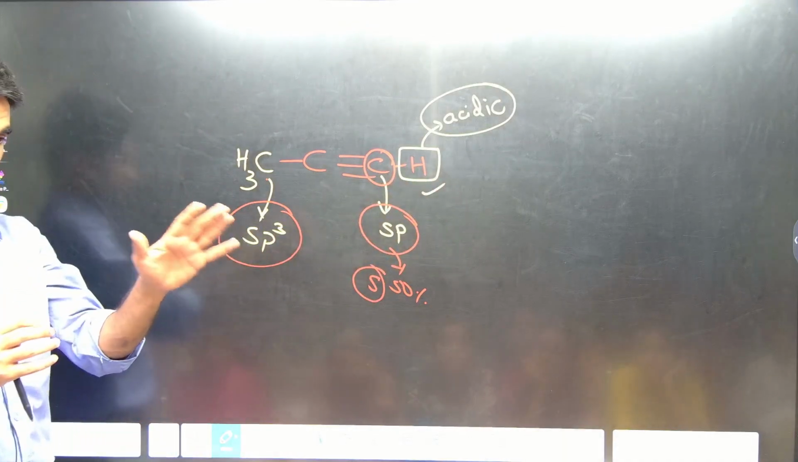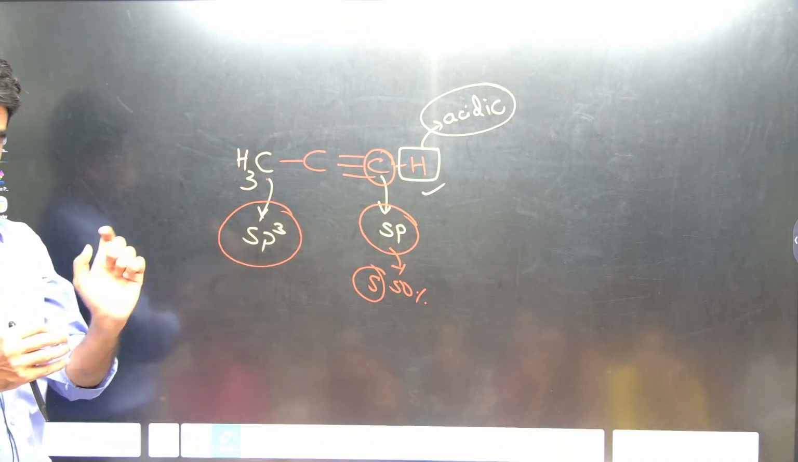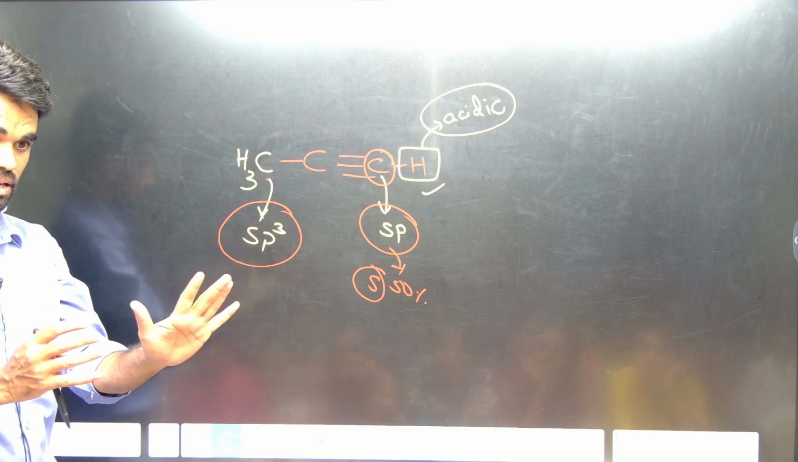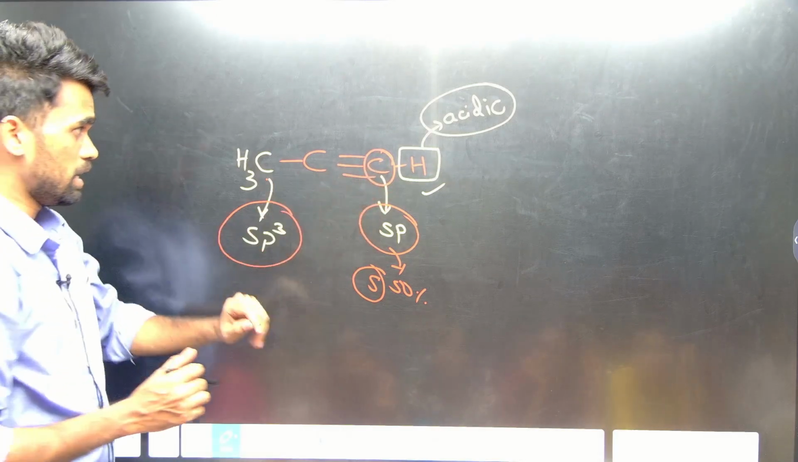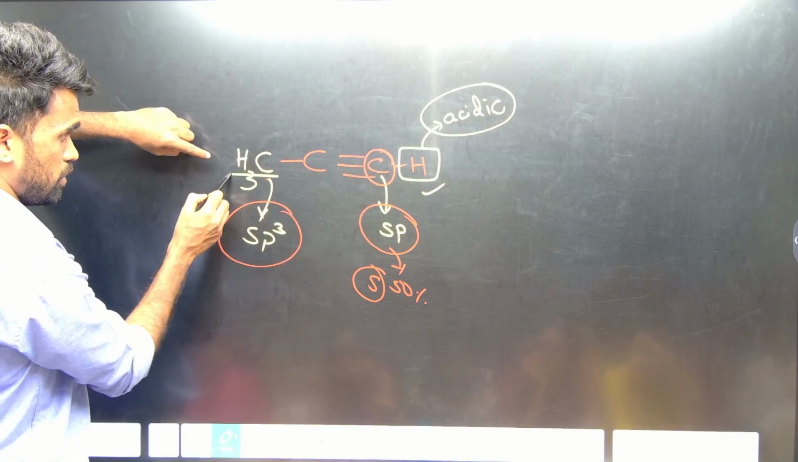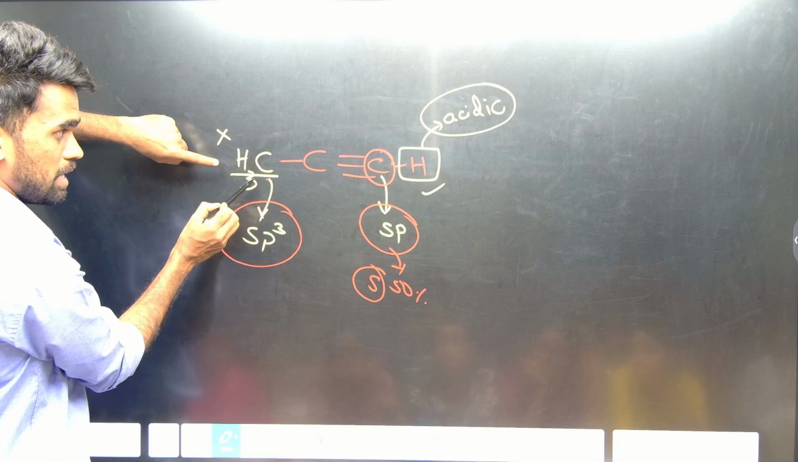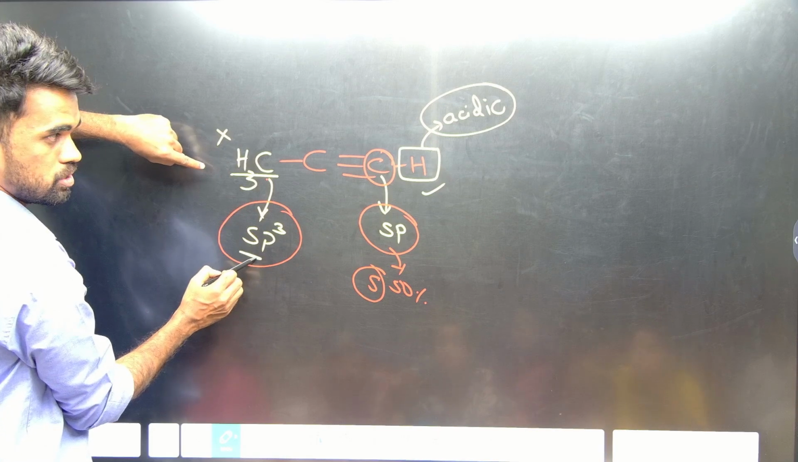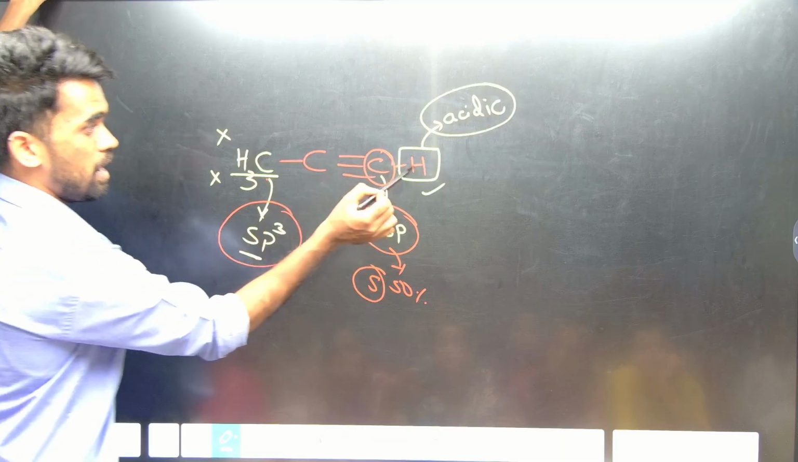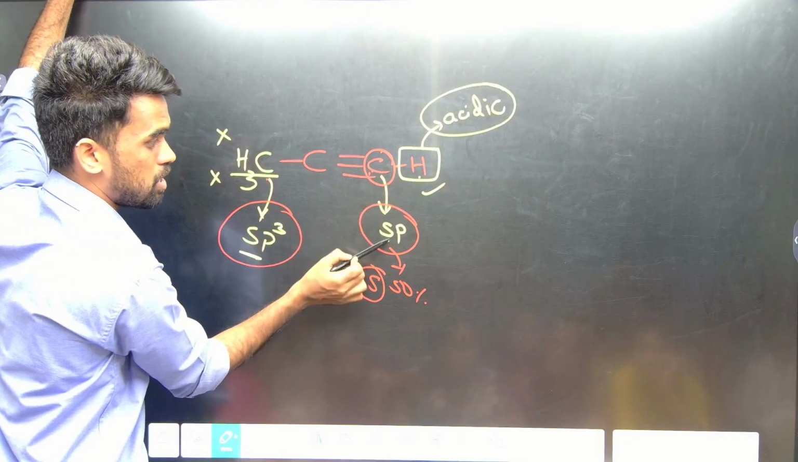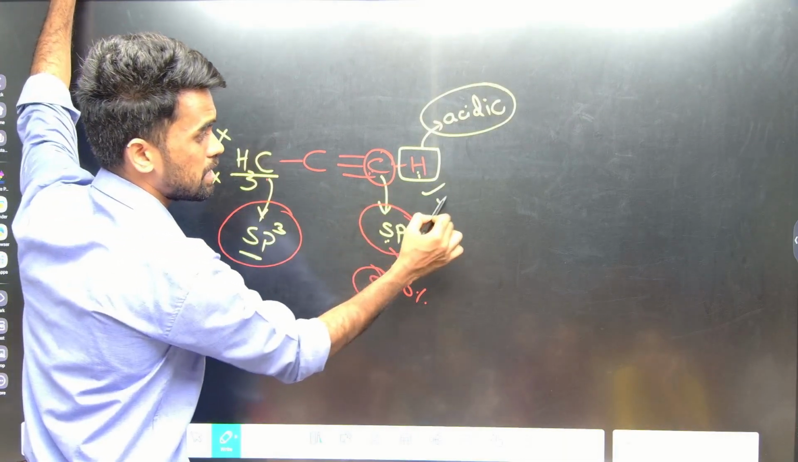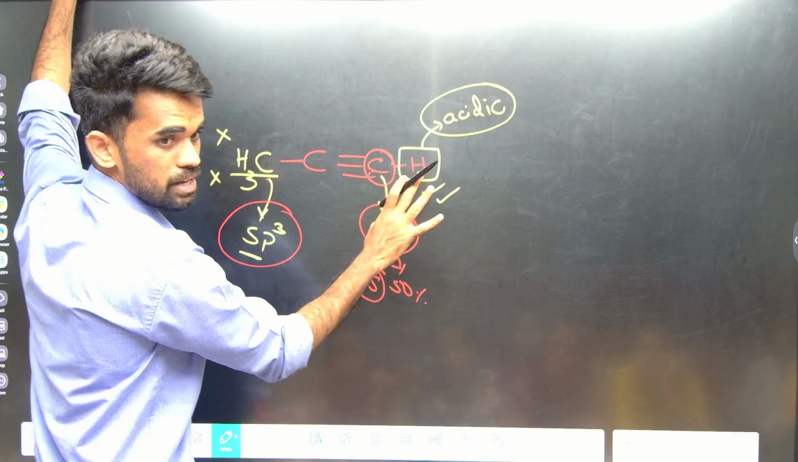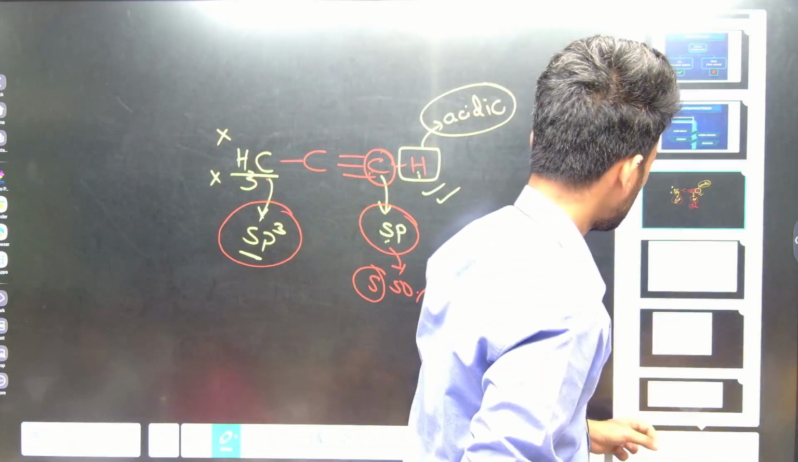Out of alkenes, alkanes, alkynes, which hydrogen is more acidic? Alkyne hydrogen. This side also hydrogens are there, but this is not an alkyne hydrogen, this is an alkane hydrogen. So these are not acidic. If a hydrogen atom is attached to the sp carbon, then we can consider it acidic. Is this clear? Okay, next one.